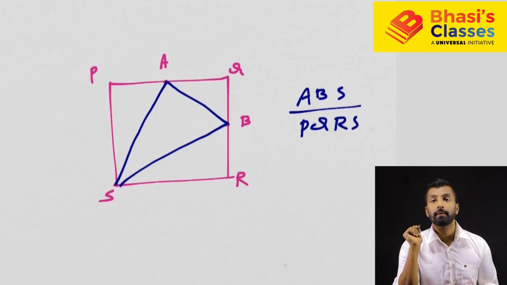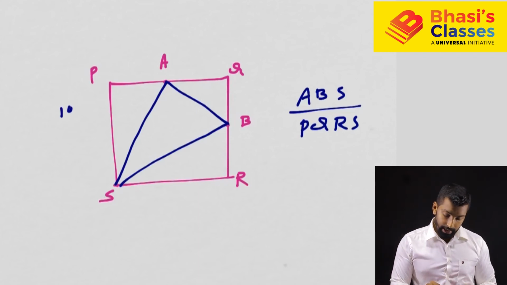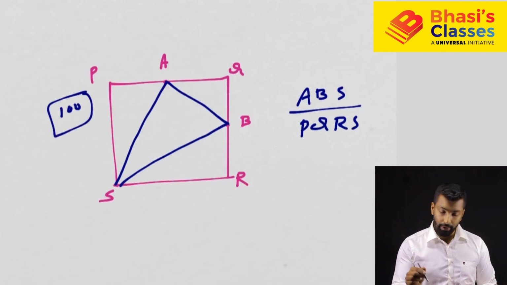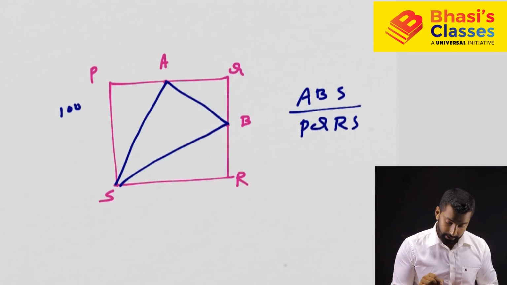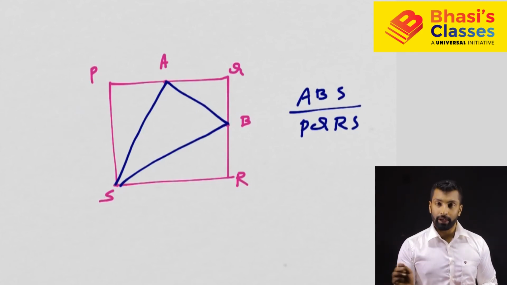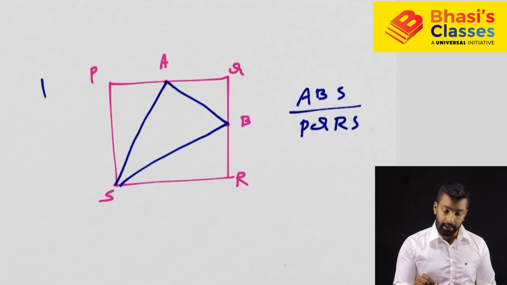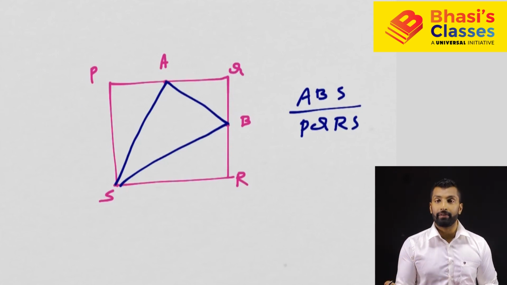What is your answer? So assume that this total area is 100. Okay. Now that's not required because we are not expecting it in terms of percentage or anything. Whatever it is, if it is 1, we will consider it that way. If it is 100, we will take it that way. Okay.